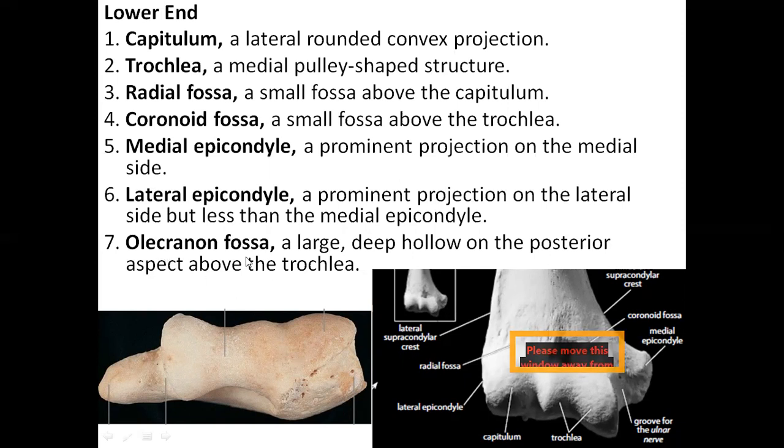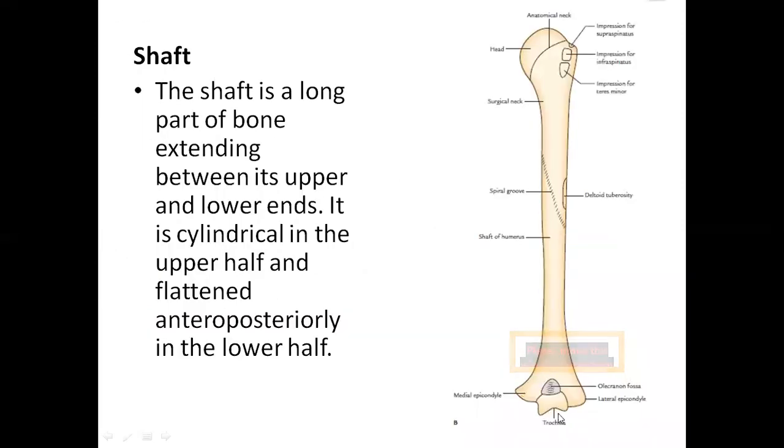The olecranon fossa, I told you, is present on the posterior aspect, behind and above the trochlea. This is the olecranon fossa, which you see from the posterior aspect. Then this is the shaft, that means the area between the upper end and lower end, whatever is there in the center. It is cylindrical in the upper half and flattened anteroposteriorly in the lower half.